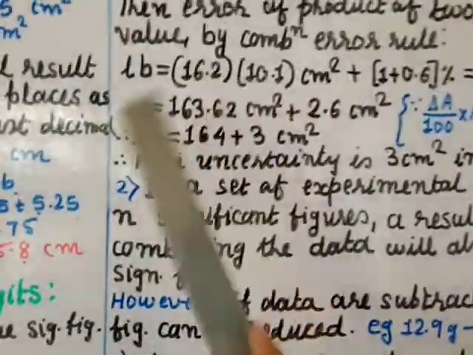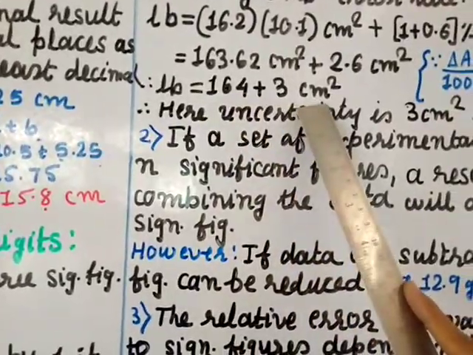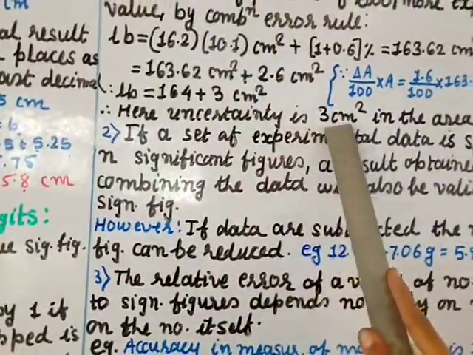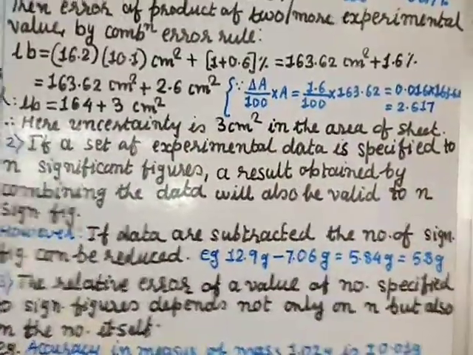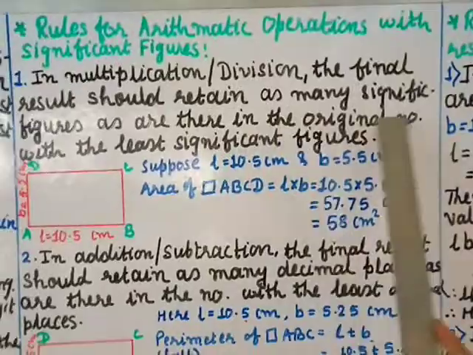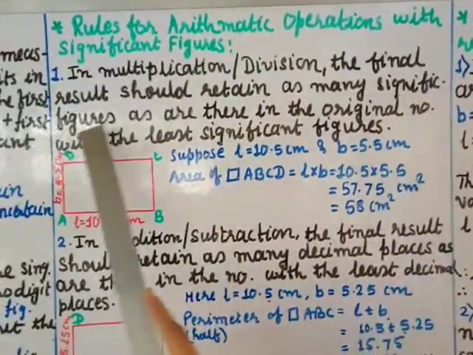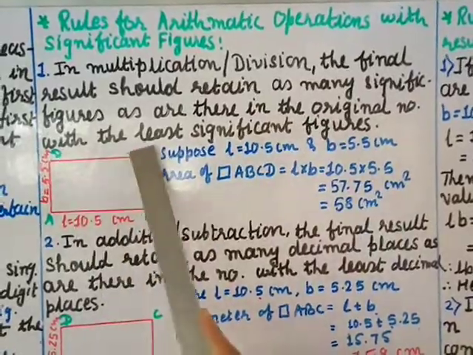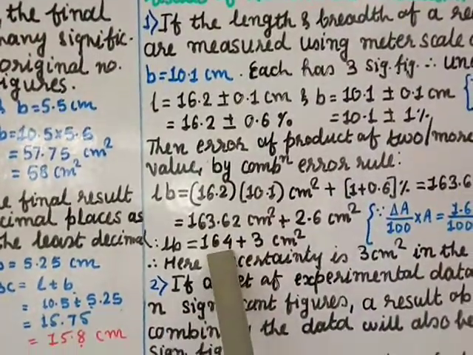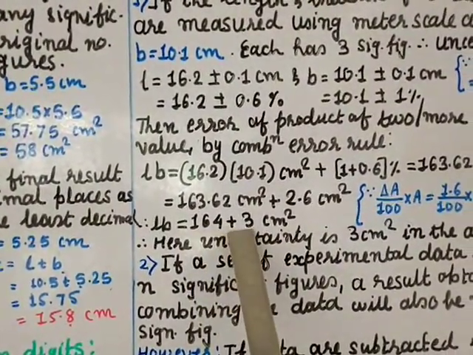Now round off using the product rule, the multiplication rule, so it comes to be 164 plus or minus 3 centimeter square. So we can say the uncertainty is 3 centimeter square in the area of the sheet. Why have I written only 3? Because of the product rule. Let us read it once again: it should retain as many significant figures as there are in the original number with the least significant figures. Here both have 3 significant figures, so the answer should have 3 significant figures. So it is 164 plus or minus 3 centimeter square. I hope it is clear to you.